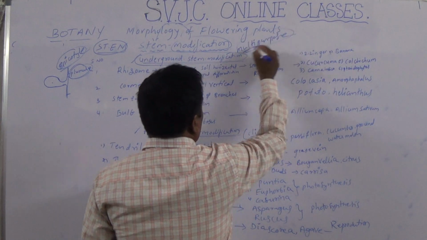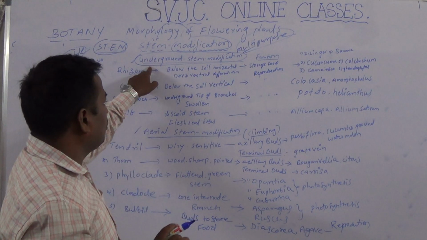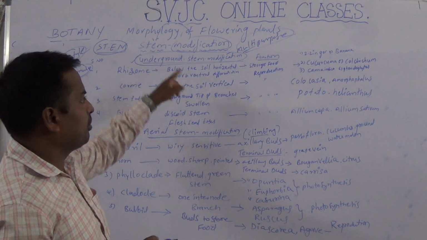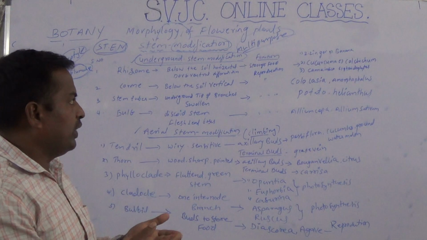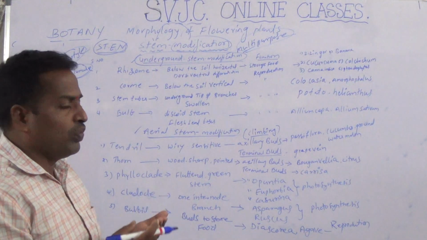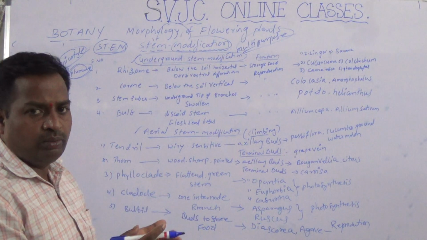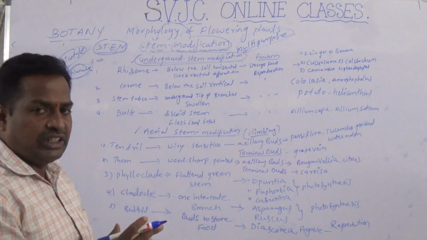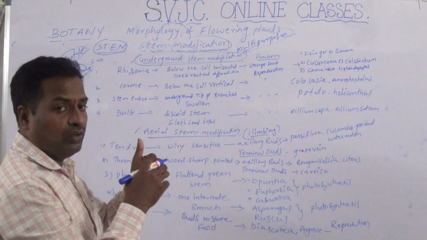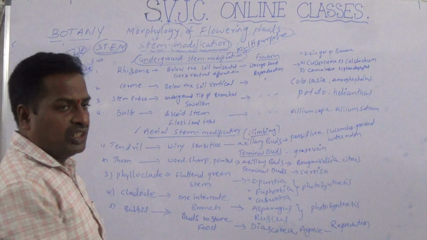Why is it considered a multi-purpose stem modification? Because it can perform more than one function. It stores food material, it is useful for reproduction, it is useful for perennation, and it is useful for protection. One is storage of food, the second is reproduction, the third is perennation, and the fourth is protection. That's why underground stem modification is considered multi-purpose stem modification.